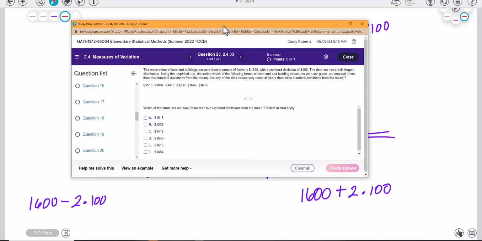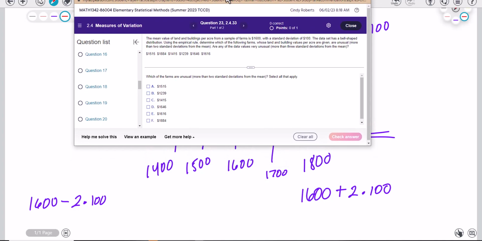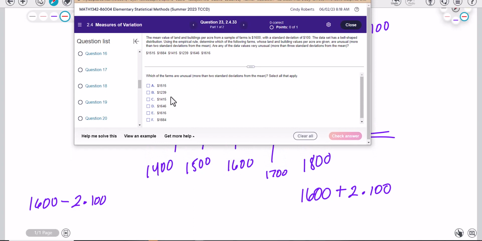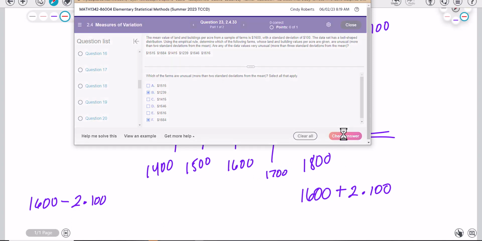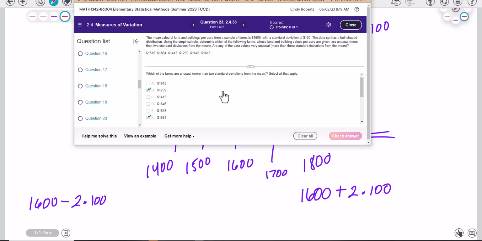So if I go back and look at my list, anything that is past 1,400, so below 1,400, and anything that is higher than 1,800. So everything else looks to be within that range. Check my answer, and it's excellent.